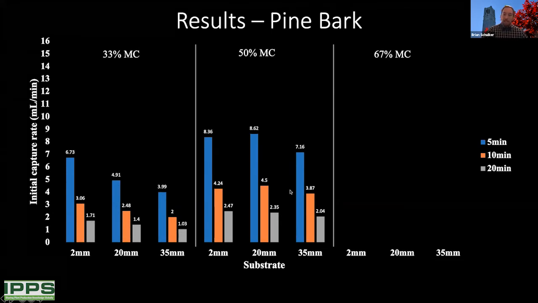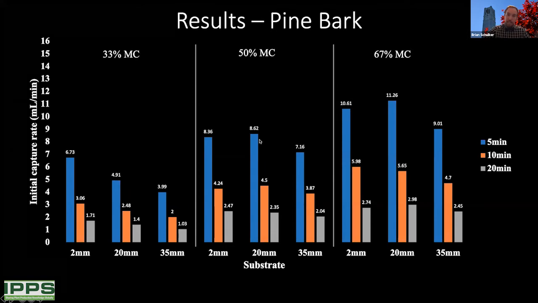Reducing moisture content to 33% impacts this initial capture rate. However, at 2 millimeters, the lowest water level, it was able to capture the most water compared to 20 and 35 millimeters, which is contrary to both peat and coir.